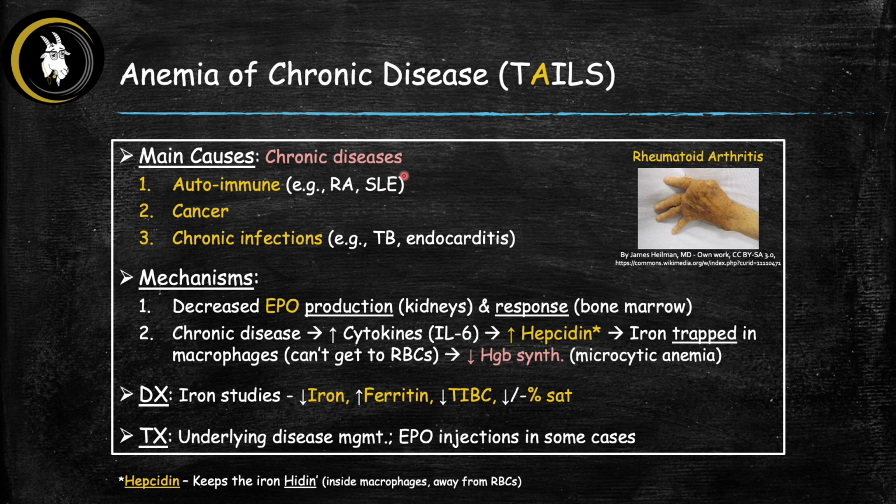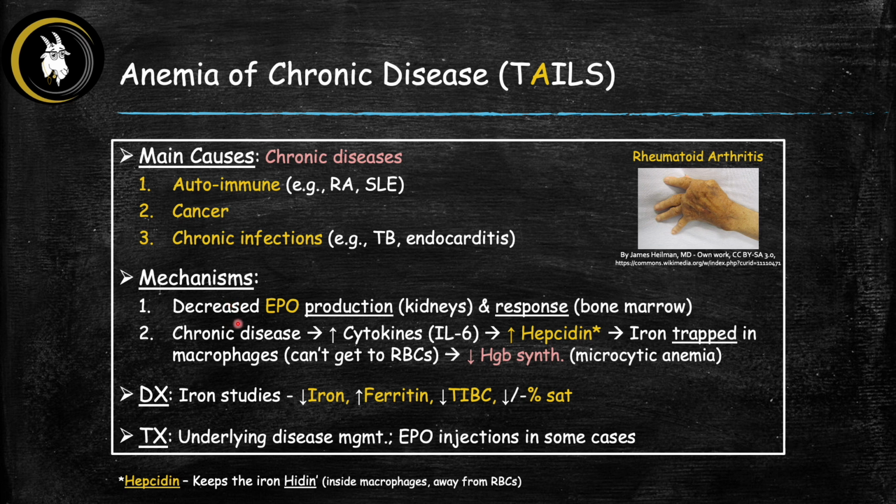Okay, so now let's talk about anemia of chronic disease, and you can tell from the name that this anemia is caused by chronic diseases. The main ones are autoimmune diseases like rheumatoid arthritis and lupus, as well as cancer. Also, some chronic infections like TB and endocarditis can do this. So why do these diseases cause anemia? What is the connection? There are two main mechanisms.